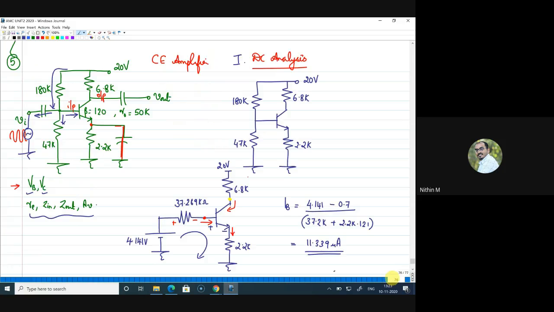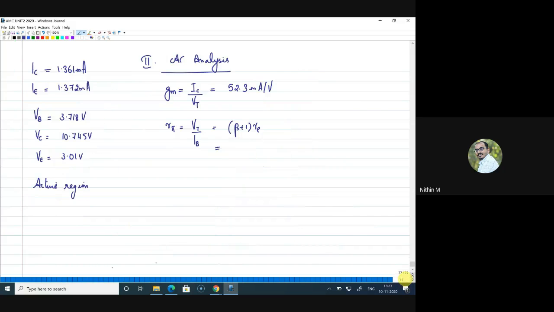What is the beta value? 121. So is it 2.29k? Yes, it is coming around 2.28 kilo or something. Yes, correct. Thank you, Kiran. So that is r pi.